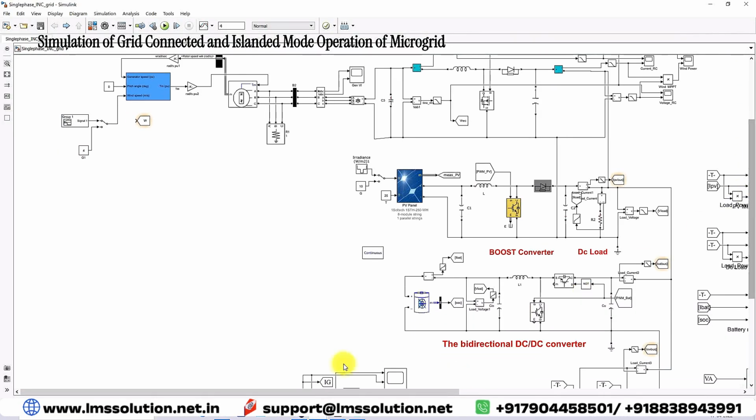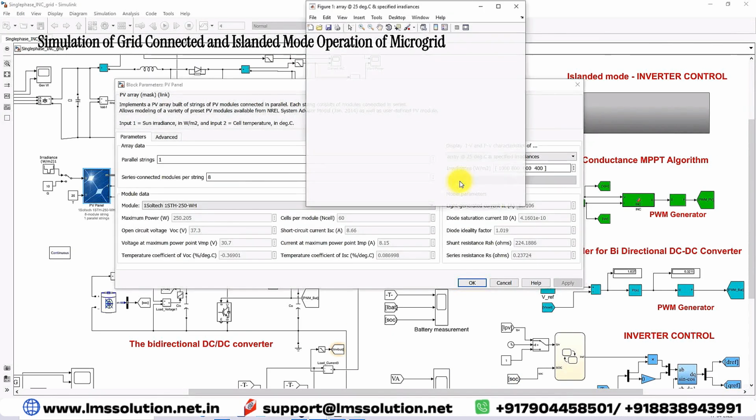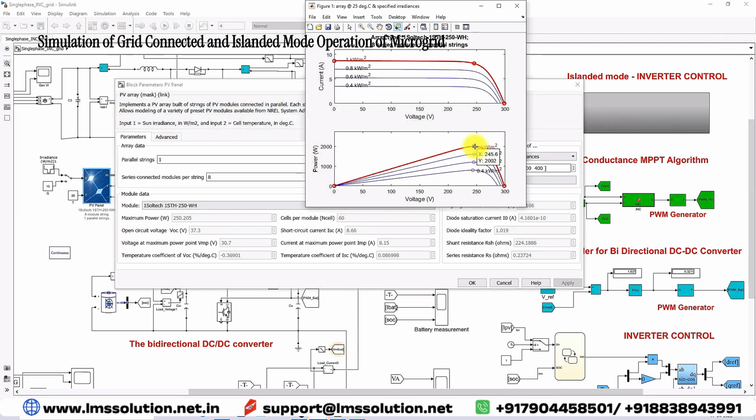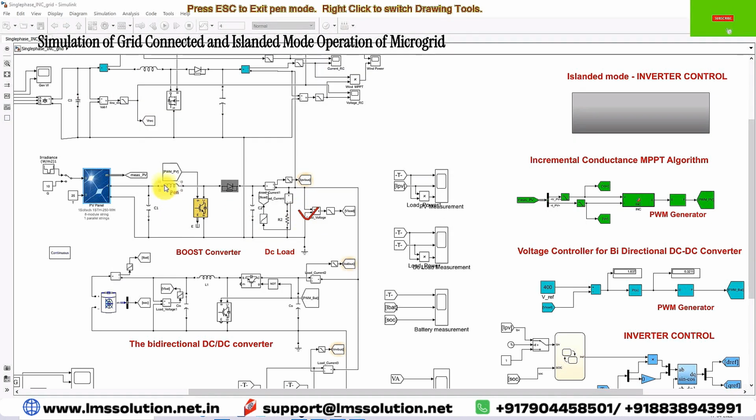Next you have to see about the solar PV system. This is the solar PV system. Here we are using a solar PV system of around 2 kilowatts at the standard irradiation and temperature condition. The maximum power is around 2002 watts. Operating voltage is 245.6 volt. And then it is going to be connected to the DC bus via this boost converter.